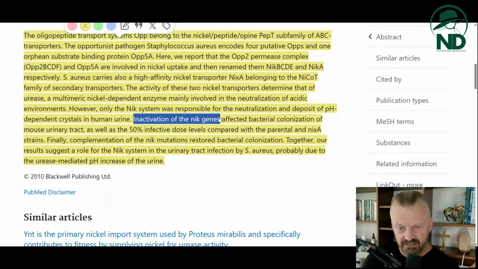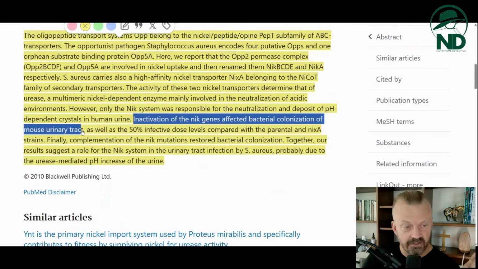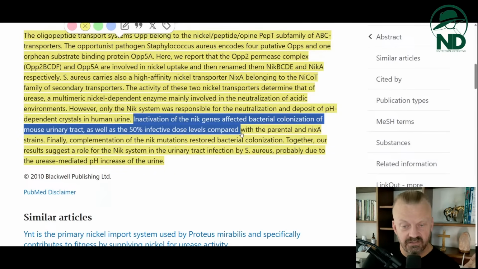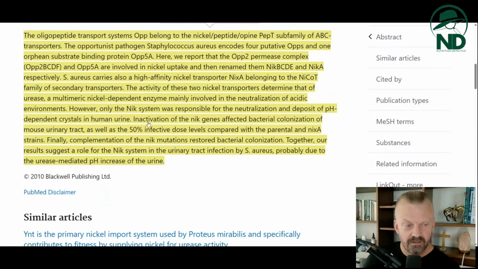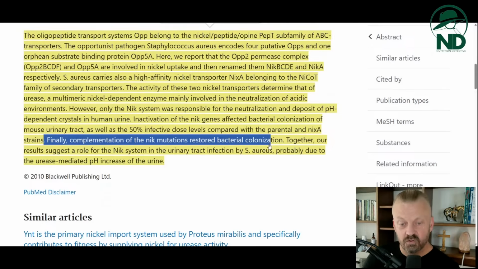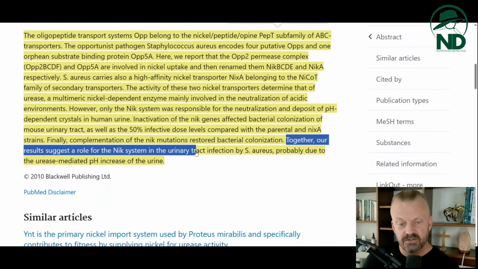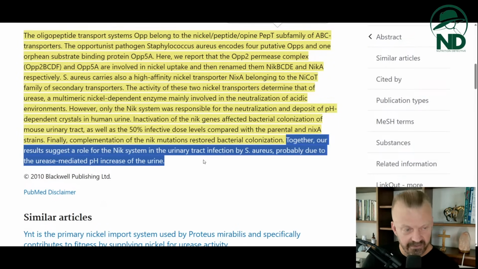Inactivation of the Nic genes affected bacterial colonization of mouse urinary tract, as well as the 50% effective dose levels compared with the parental and Nix A strains. So when they inhibited the Nic genes, I'm guessing they didn't have as many problems because the bacteria couldn't get its nickel, so it couldn't colonize. Oh yeah, finally, complementation of the Nic mutations restored bacterial colonization, so they completely need nickel to colonize. Together, our results suggest a role for the Nic system in urinary tract infection by Staph aureus, probably due to the urease-mediated pH increase of the urine.